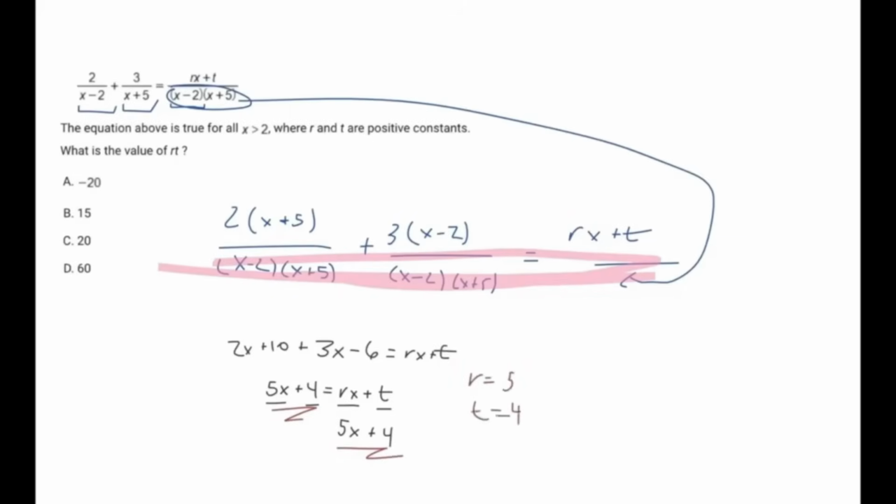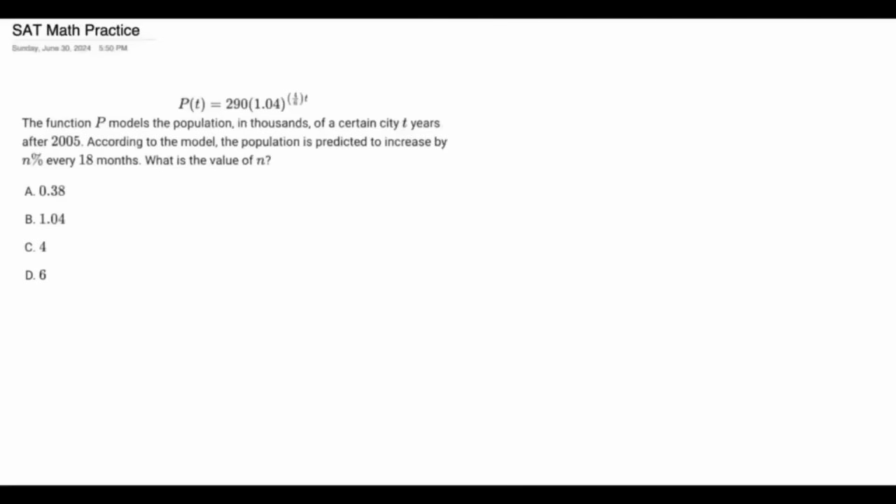And so they want us to find the value of r times t. 5 times 4 is positive 20, and so our answer is C. Function P models population in thousands of a certain city t years after 2005. According to the model, the population is predicted to increase by n% every 18 months. What is the value of n?